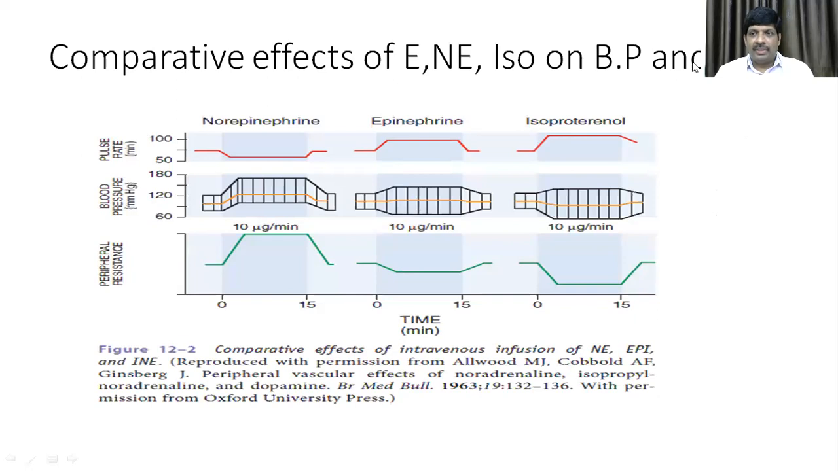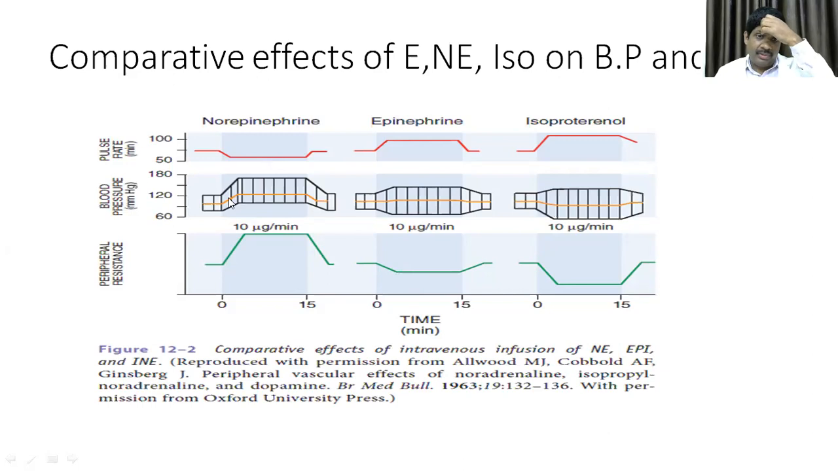So we have already seen that epinephrine increases systolic, decreases diastolic, and mean blood pressure is not much decreased, not much increased. The peripheral resistance is decreased because of beta 2 mediated vasodilatation, and then pulse rate is increased here. Okay.